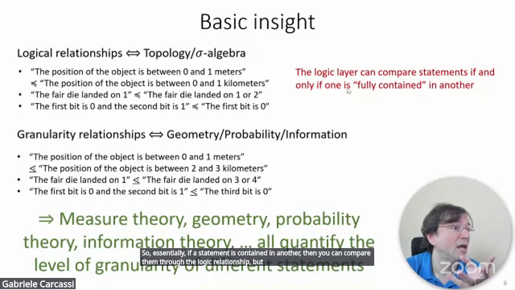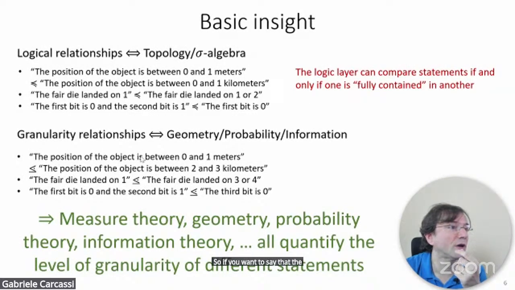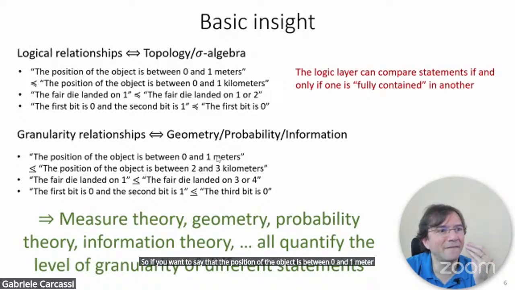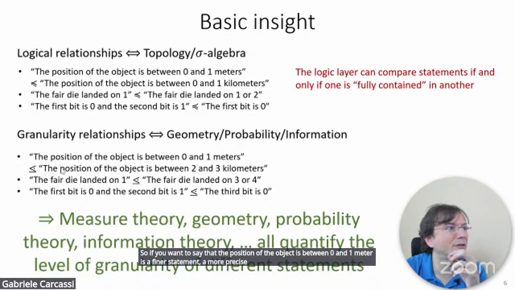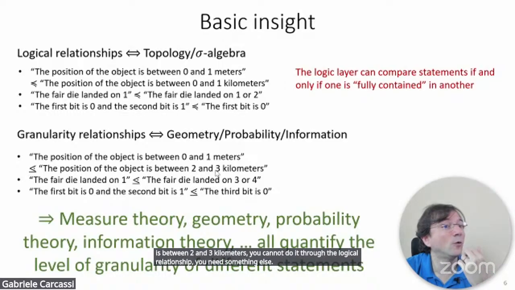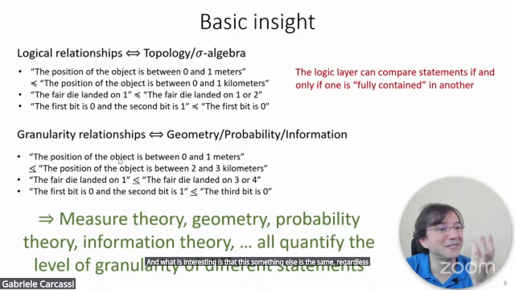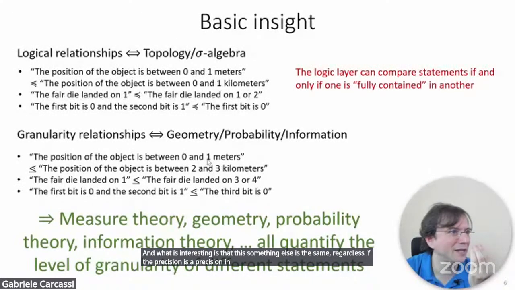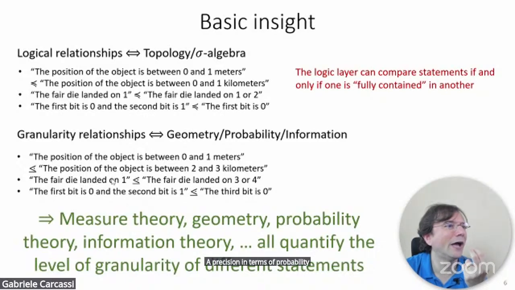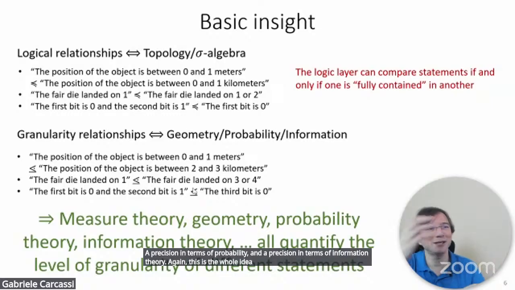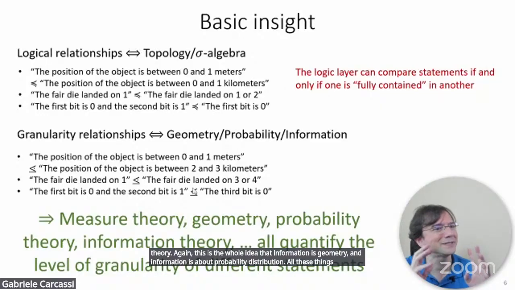but that's not it. So if you want to say that "the position of the object is between 0 and 1 meter" is a finer statement, a more precise statement than "the position of the object is between 2 and 3 kilometers," you cannot do it through the logical relationship. You need something else. And what is interesting is that this something else is the same, regardless of whether the precision is in terms of geometry, probability, or information theory. Again, this is the whole idea that information is geometry and information is about probability distribution. It's that all these things are always the same at a fundamental level.